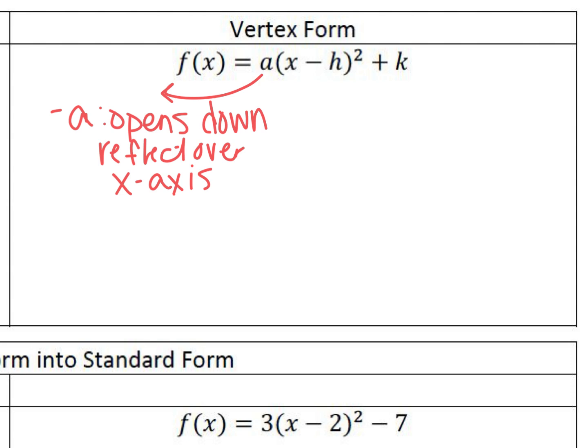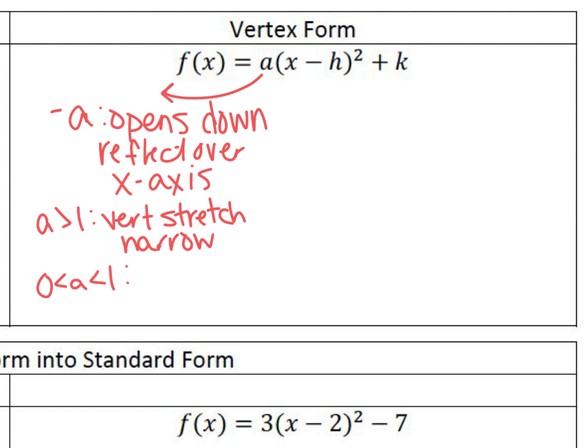We also talked about if A is bigger than 1, this is a vertical stretch, which means that it's going to get narrow, right? And that's our bench press, right? Versus when A is between 0 and 1, this is that vertical compression, which means it's going to get wider.